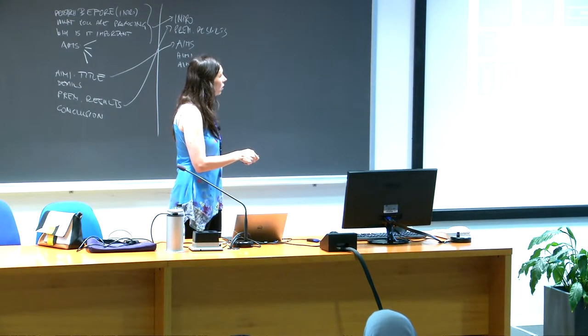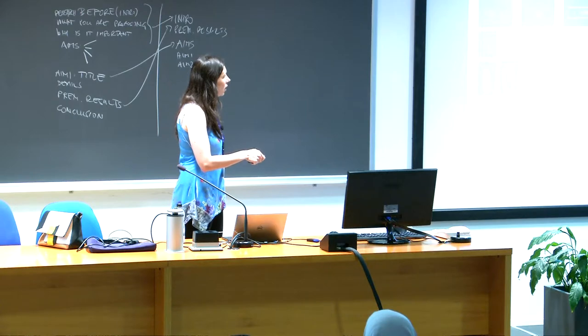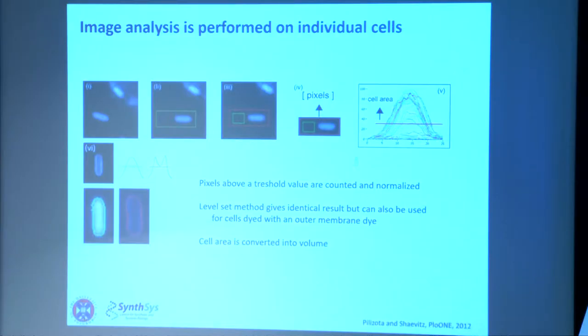We subtract the background. And then we go across the cell and find the pixel intensities. And then we set a threshold value. That threshold value is based on the point spread function. And we count the pixels above that threshold value as belonging to the cell.